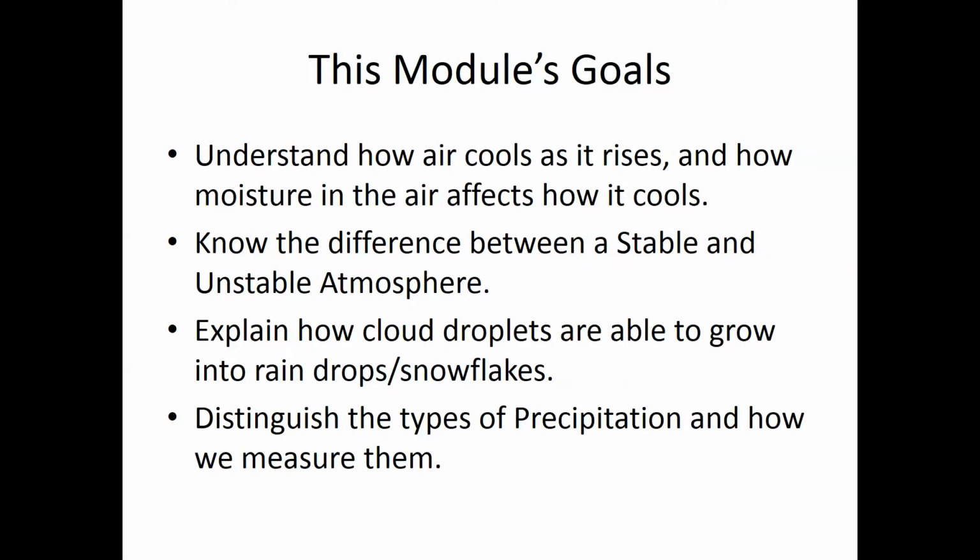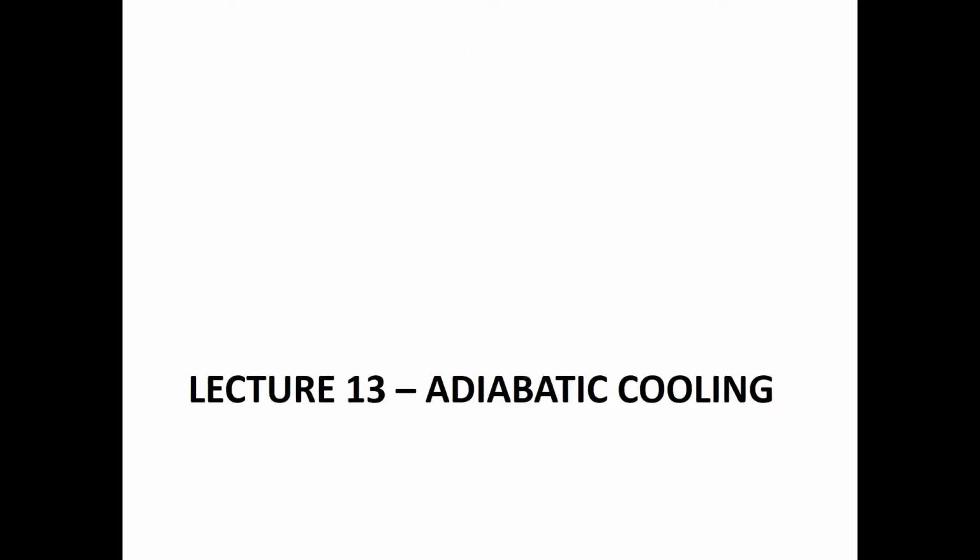So our goals for this module are, first off, to understand how air cools as it rises. We already know that as air rises, it cools. Know the difference between a stable atmosphere and an unstable atmosphere. Then to know a little bit about cloud droplets, how they form, how they're able to grow, and then distinguish the types of precipitation and how we measure them. That said, let's jump into this first topic, which covers what's called adiabatic cooling.